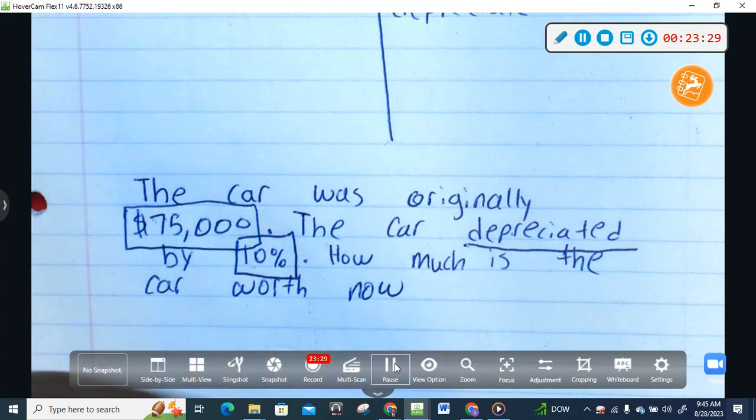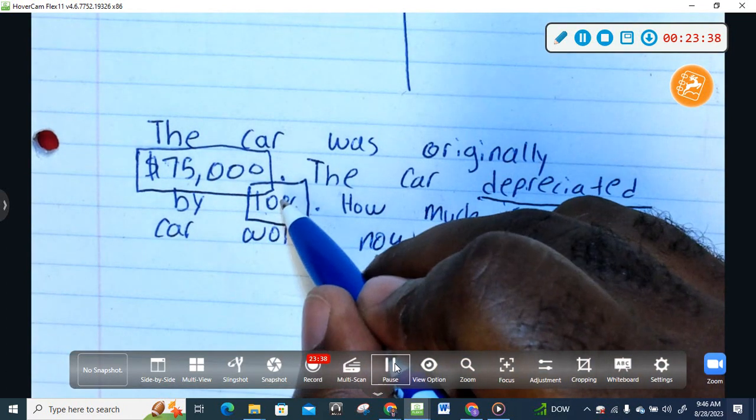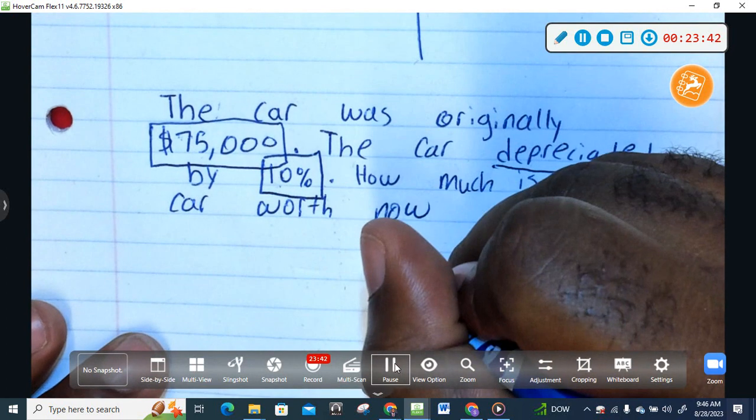So in the calculator, this is just like what we did earlier when we found a percentage of a number. I got to find 10% of 75,000. So in the calculator, I should be typing in 10%.